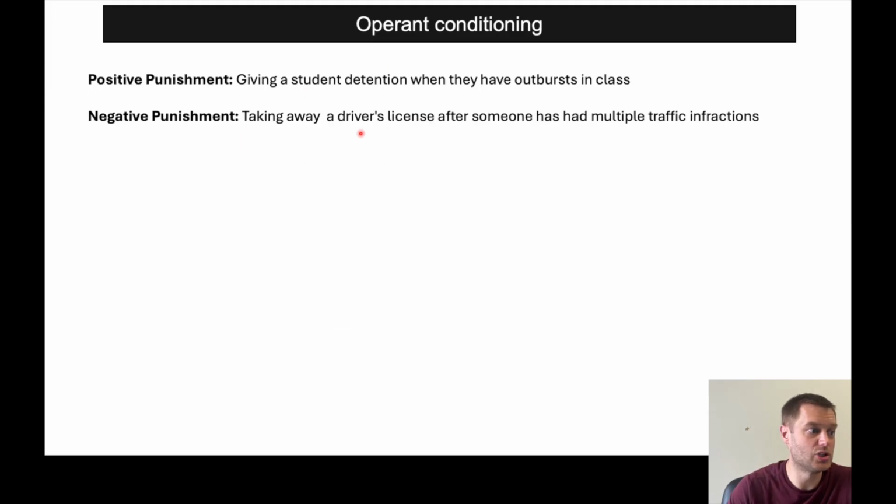So taking away a driver's license after someone has had multiple traffic infractions is an example of negative punishment, because we're taking away a privilege and we're trying to decrease an outcome.